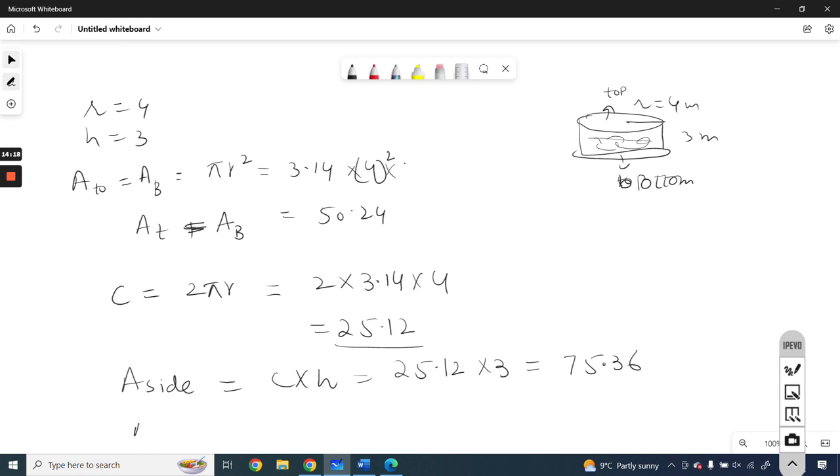So for the area of the complete shape, you have to add the area of the top, the area of the bottom and the area of the side as well. It would be 50.24 plus 50.24 plus 75.36. So when you add up all the areas, it would be 175.84. So that's how you have to find the surface area of the cylinder.